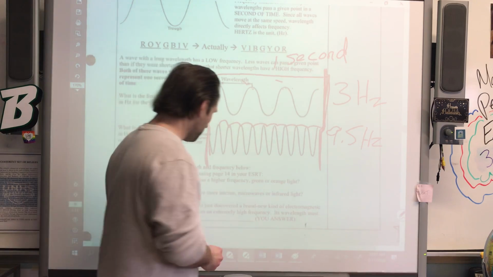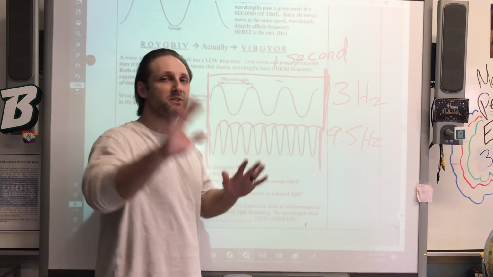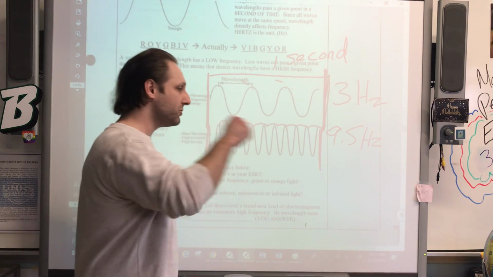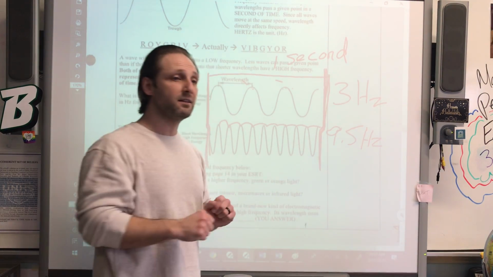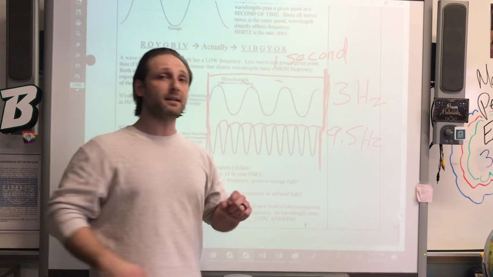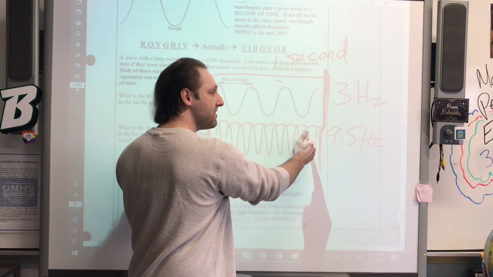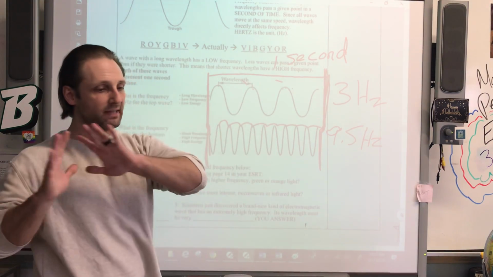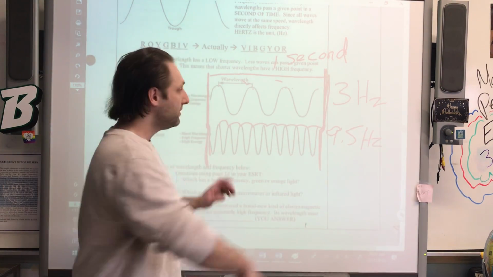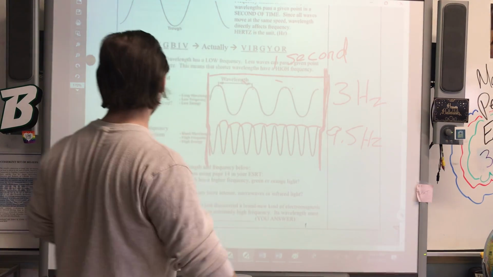One way you can think about it if you're a boxing fan, and I'm not promoting fighting, is a boxer who's jabbing. If you're going to jab somebody 3 times in a second versus 9.5 times in a second, there's going to be more energy in this light wave. So even though both of these are traveling at the speed of light, this one packs in more energy.